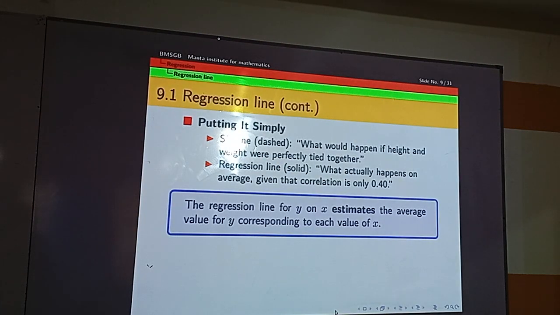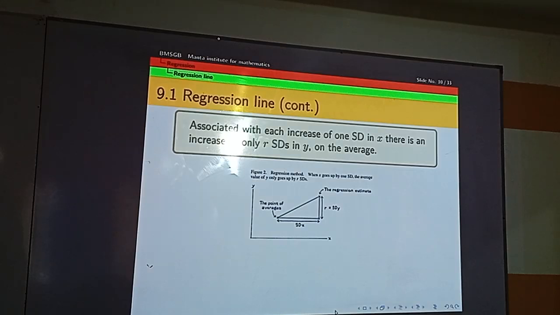Okay. So it's again mentioning the same thing. The regression line for y on x estimates the average value for y corresponding to each x. So it's an estimation actually.